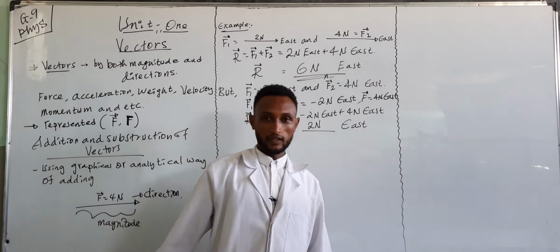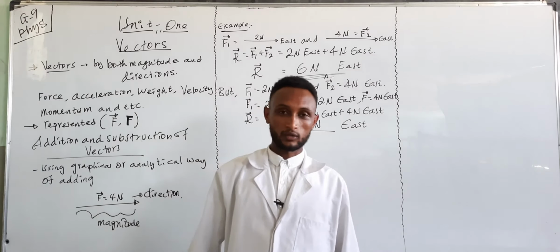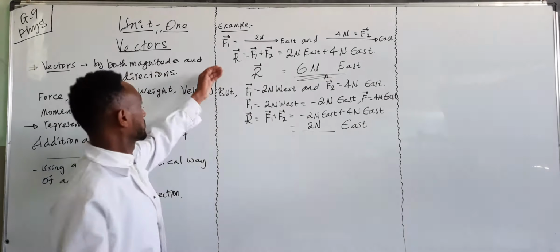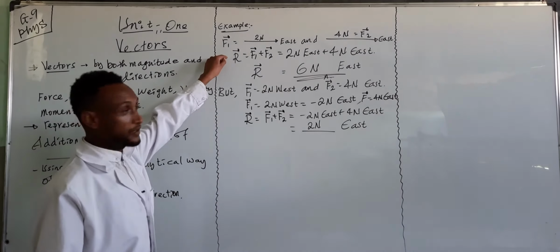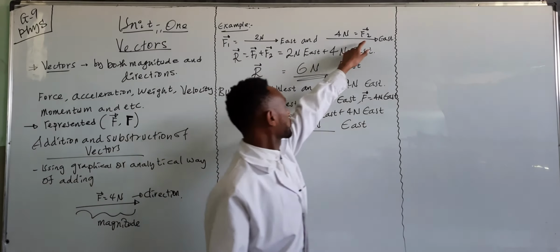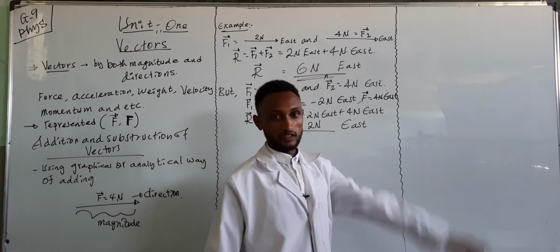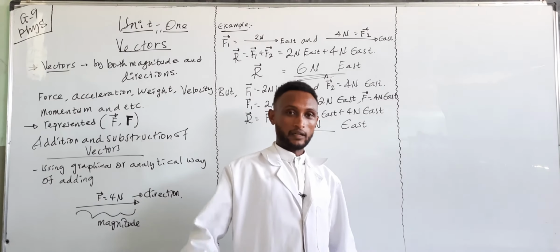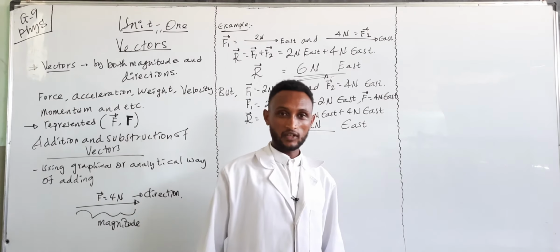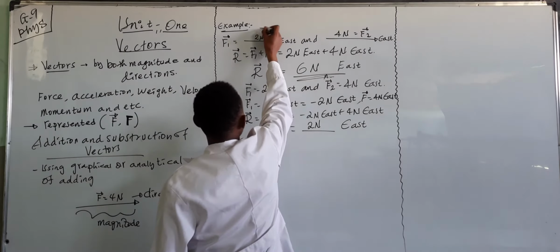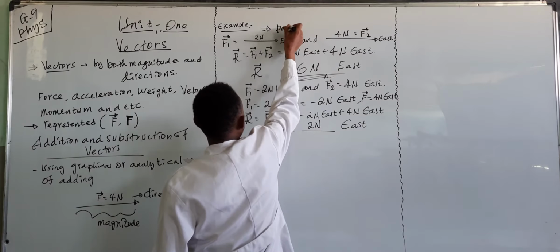Another case is if they are perpendicular to each other. Now, in the first example, force 1, which is equal to 2 Newton in east direction, and force 2, which is equal to 4 Newton in east direction, are parallel to each other. If they are parallel to each other, we take the direction and we simply add their magnitudes.